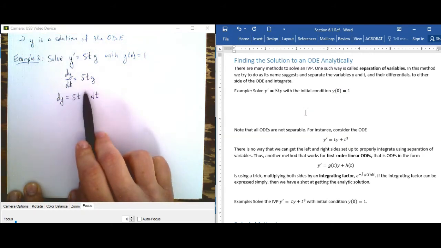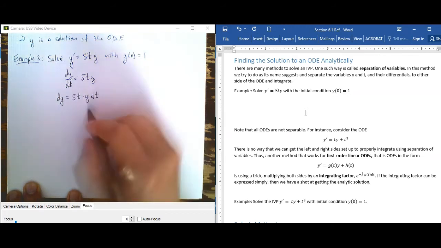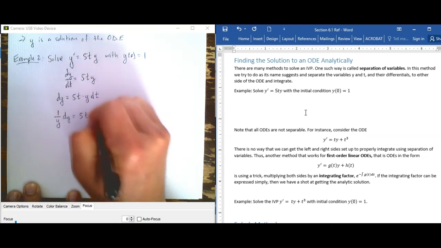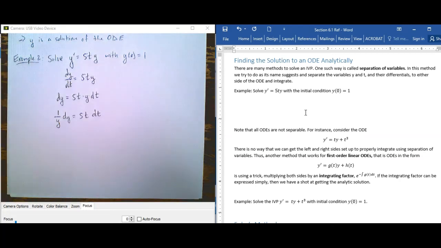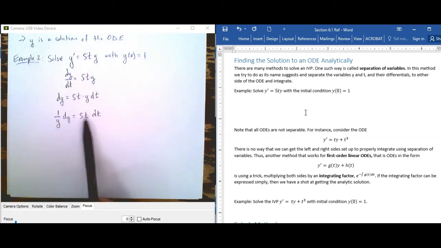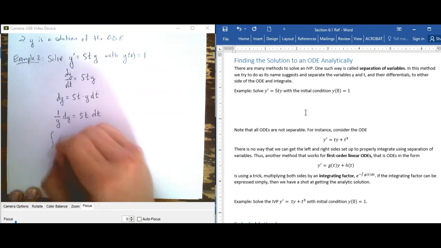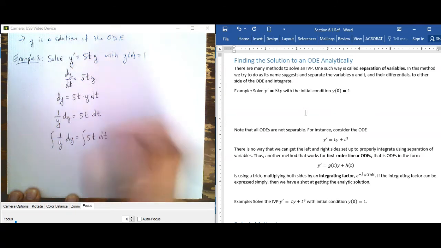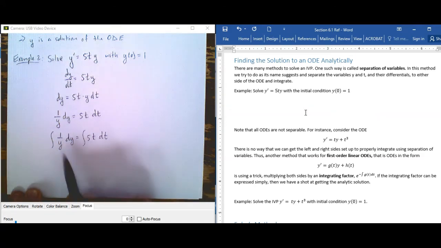If this y weren't here, we would be able to integrate this side. So let's move the y over by division. We divide both sides by y, and we get 1 over y dy equals 5t dt. Effectively what we've done is just separated the variables and differentials here. Now we have an appropriate form for integration, because we have some function of y times its differential equal to some function of t times its differential. So here we're going to integrate both sides.